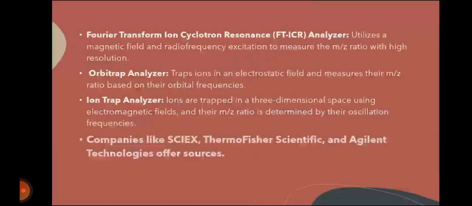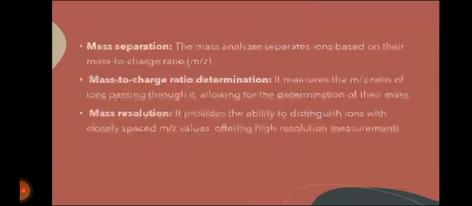Then the Fourier transform ion cyclotron resonance analyzer utilizes a magnetic field and radio frequency excitation to measure the mass over charge ratio with higher resolution. Then the orbitrap analyzer traps ions in an electrostatic field and measures their mass over charge ratio based on their orbital frequencies. In ion trap analyzers, ions are trapped in three-dimensional space using electromagnetic fields, and their mass over charge ratio is determined by the oscillation frequencies. Companies like SCIEX, Thermo Fisher Scientific, and Agilent Technologies offer these.